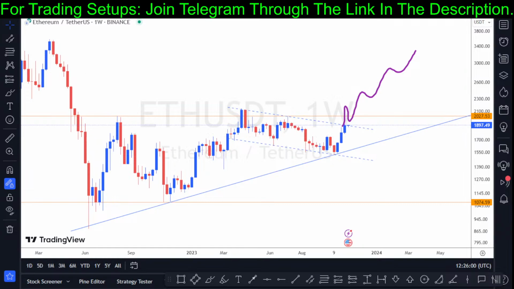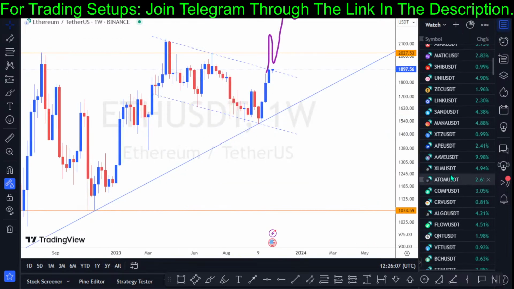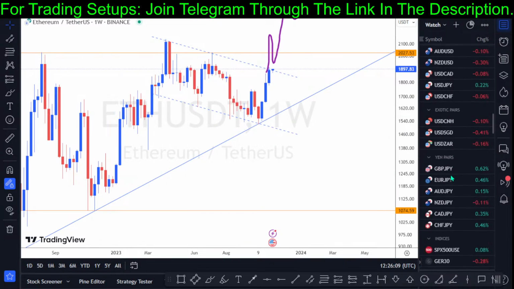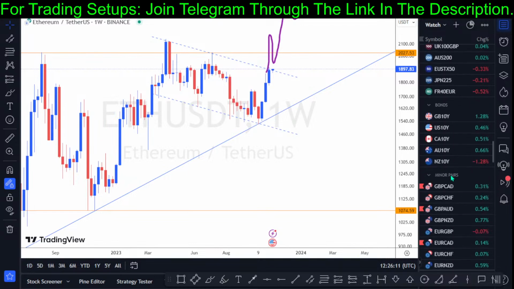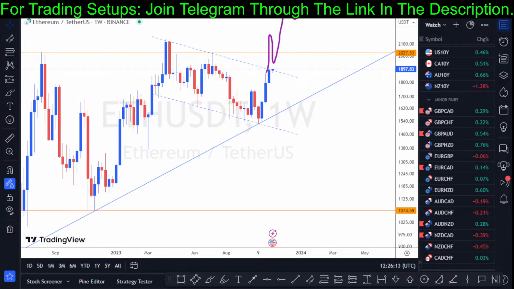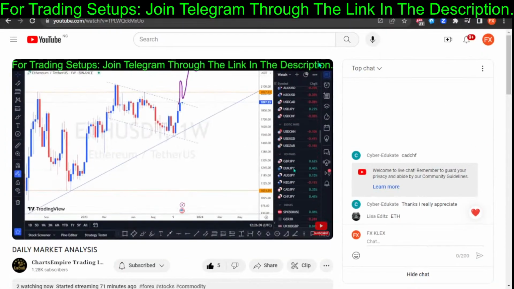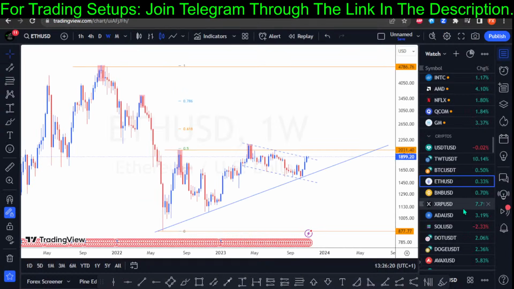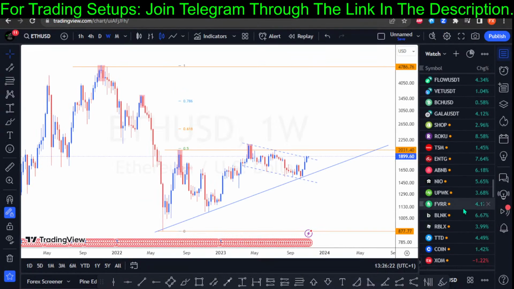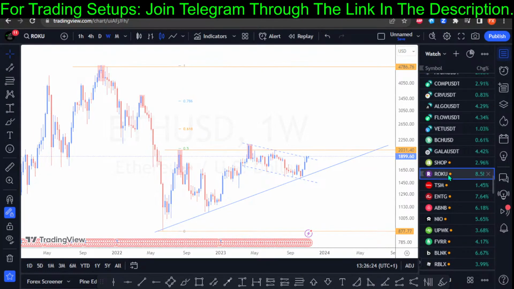The stock market, if you're a trader in the stock market, this is for you. In the stock market, let's go through the assets I have on my list. So I have Roku. Let me use my other chart right here. So let's go through the chart right here. In the stock market, I have Roku.